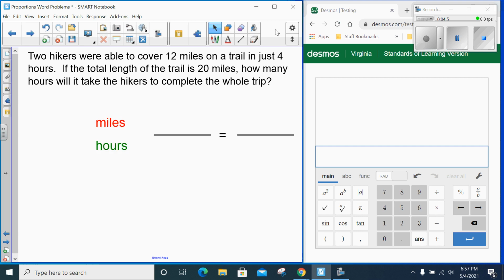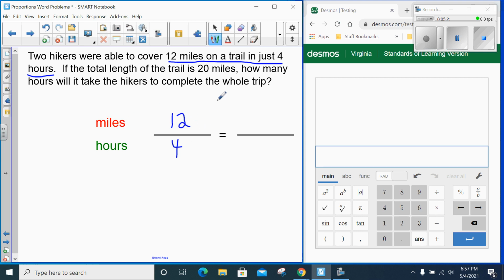So let's go back to the problem and find the first complete ratio that they gave us. It says that 12 miles on a trail they did in just 4 hours. So they're telling us that they did 12 miles in 4 hours. So we want to write 12 over 4. Again, that's because I wrote miles in the top and hours in the bottom. If I wrote these differently, I would set those numbers up differently. You just want to match your number to your label.